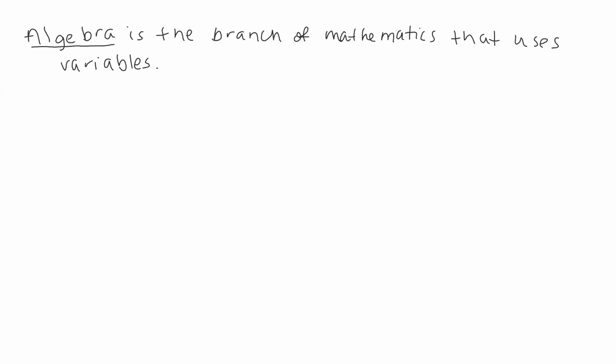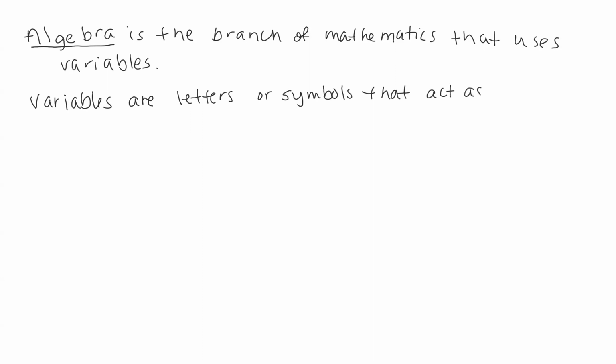Further, we need to know what are variables. Well, variables are letters or symbols that act as placeholders for numbers. For us, we just use the basic English alphabet. So we have that algebra is where we start to see the alphabet in mathematics, and the alphabet, we call those variables. And again, that's just a letter or a symbol that acts as a placeholder for numbers. And for this series of videos, we're just going to stick with the regular old English alphabet.